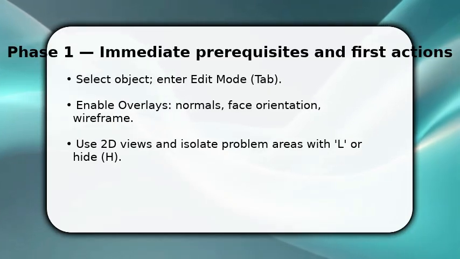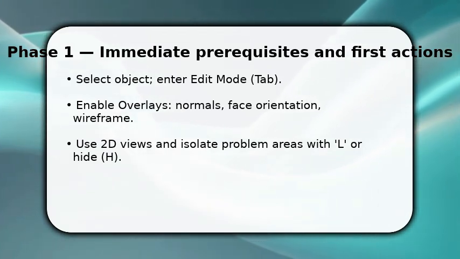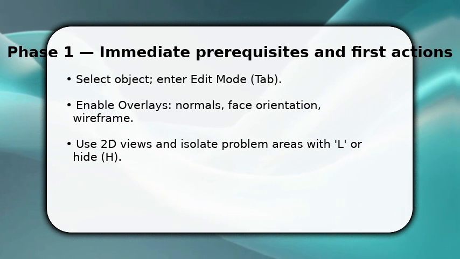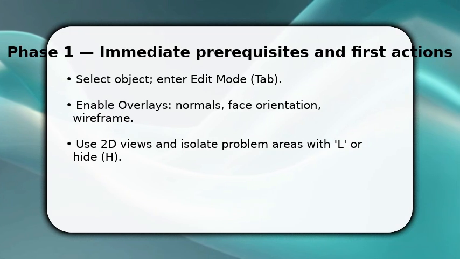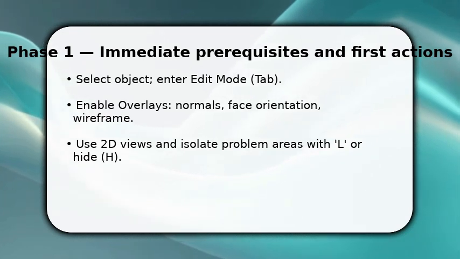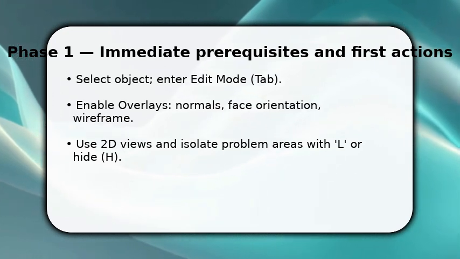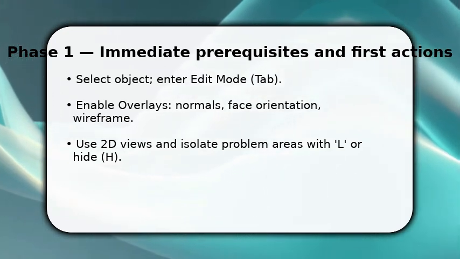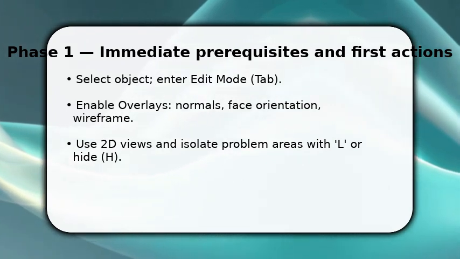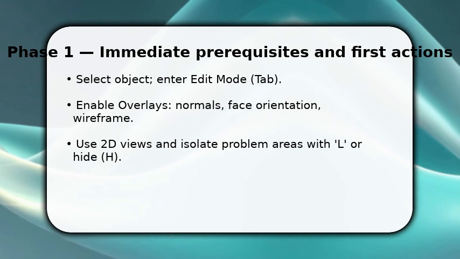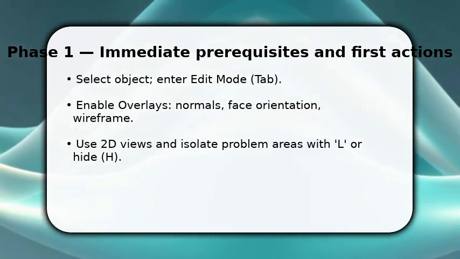You start by inspecting the mesh. This is critical. Enter edit mode now and enable overlays like normals and face orientation so you can see flipped faces or non-manifold edges. Once done, isolate problem islands using L or hide parts with H so you don't accidentally fix the wrong area. You'll also want to check object scale and apply transforms. Inconsistent scale changes how modifiers behave. These quick checks tell you what tools will be needed next.